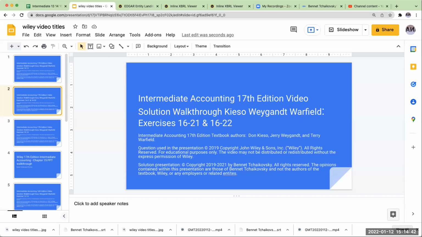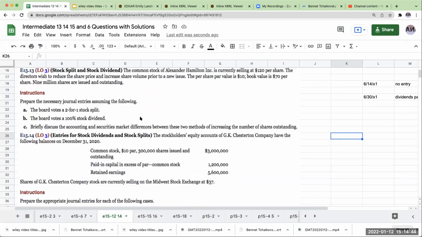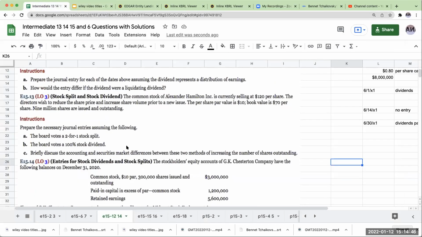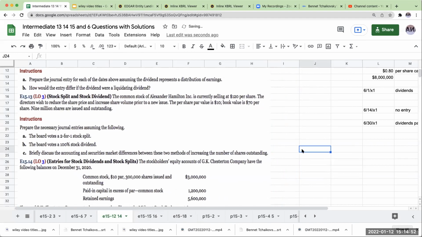Okay, so let's go ahead and take a look at exercise 1513. The common stock of Alexander Hamilton is currently selling at $120 per share. The directors wish to reduce the share price and increase share volume prior to a new issue. The per share par value is 10, book value is 70 per share. 9 million shares are issued and outstanding.